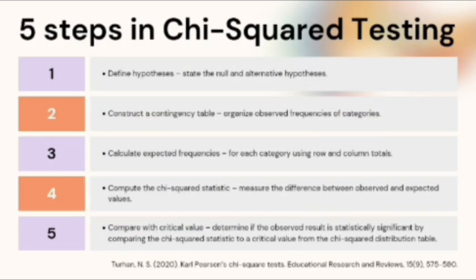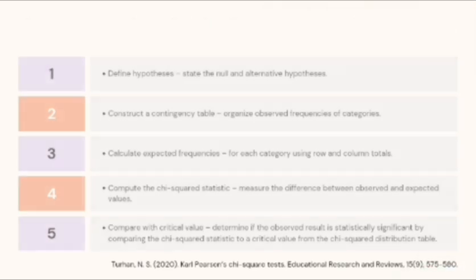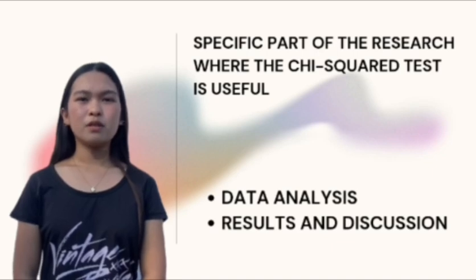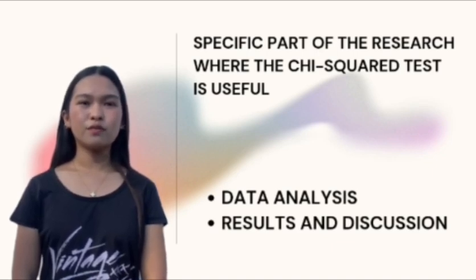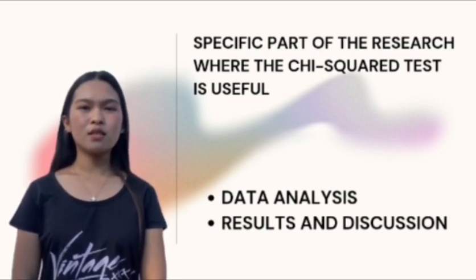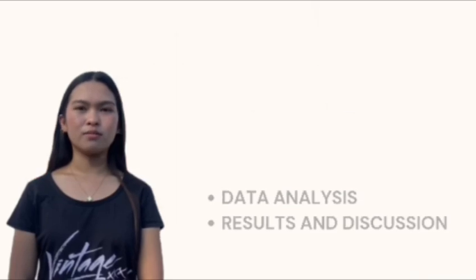There are 5 steps in chi-squared testing. First is define hypotheses. Second is construct a contingency table. 3 is calculate expected frequencies. 4. Compute the chi-squared statistic. And 5. Compare to the critical value. The specific parts in which the chi-squared test is useful are the data analysis and the results and discussion.